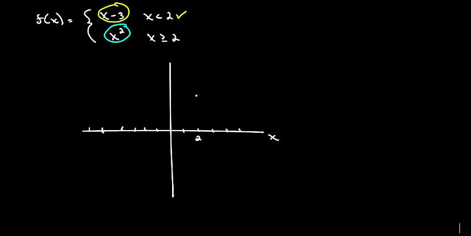What I'll end up doing for right now is I'll make a dotted line in here. Later I erase that, but I use this as a boundary. Over here is where I'm getting that 2 from. On this side over here, I'm going to see x minus 3. When x is greater than or equal to 2, on this side over here, I'm going to see x squared.